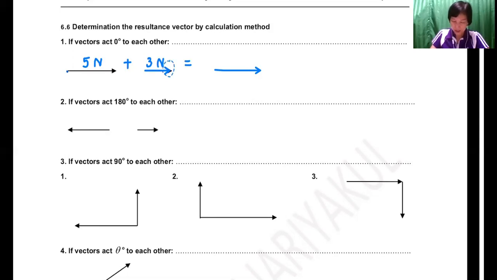I will connect the tail of the second force, or second vector, to the head of the first vector. So it will look like this. Our first vector is 5 Newton, it is a vector of force, plus 3 Newton. Our resultant will start from the tail of the first vector, which is the tail of 5 Newton, to the head of the last vector, which is the 3 Newton force, okay? So this is our resultant.